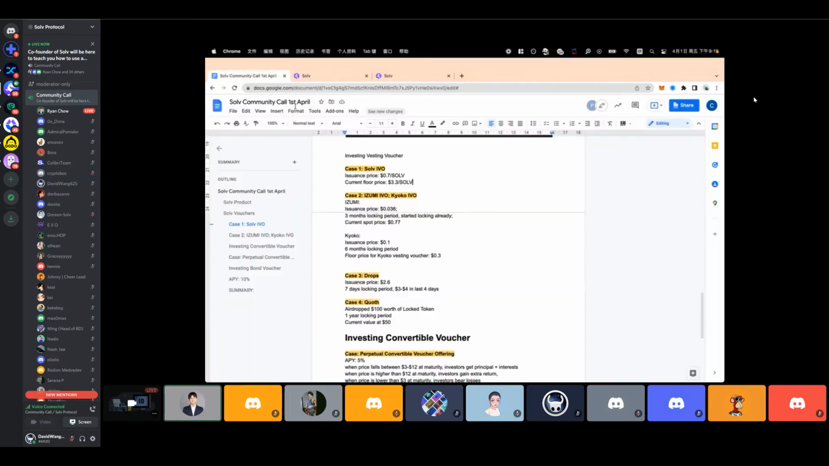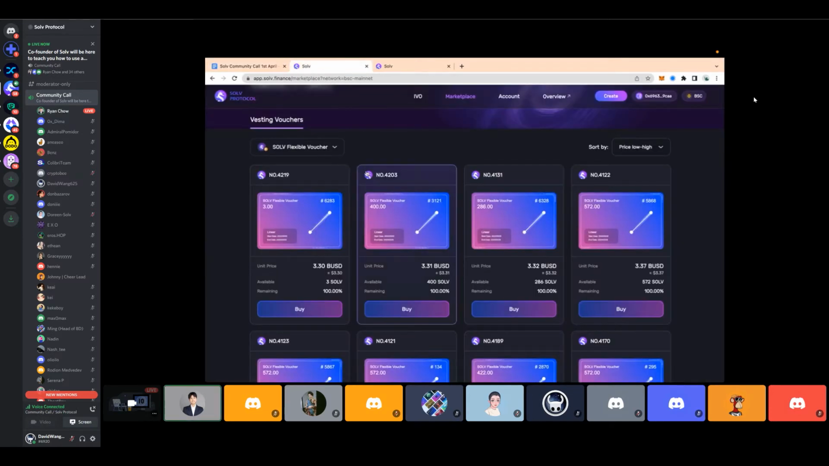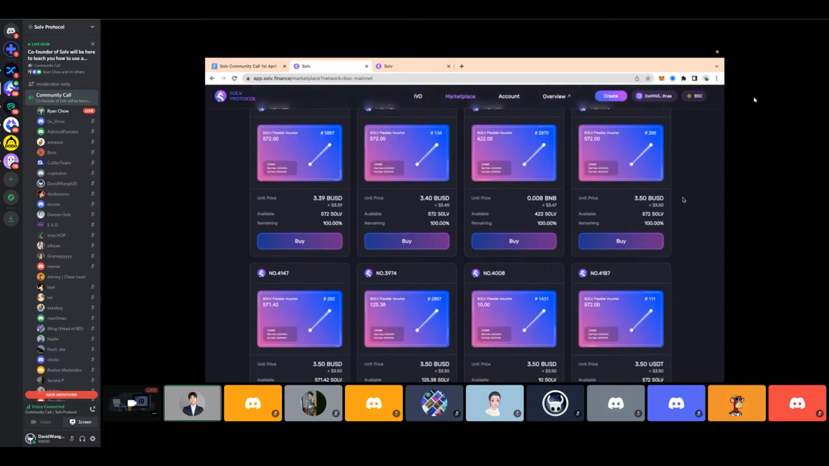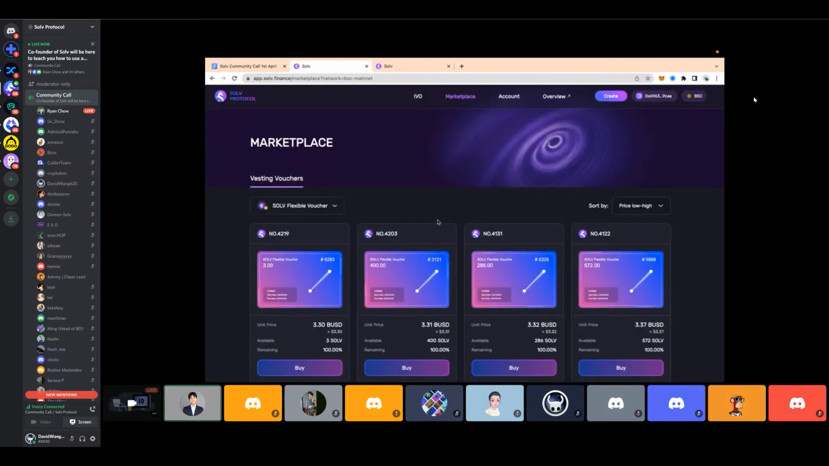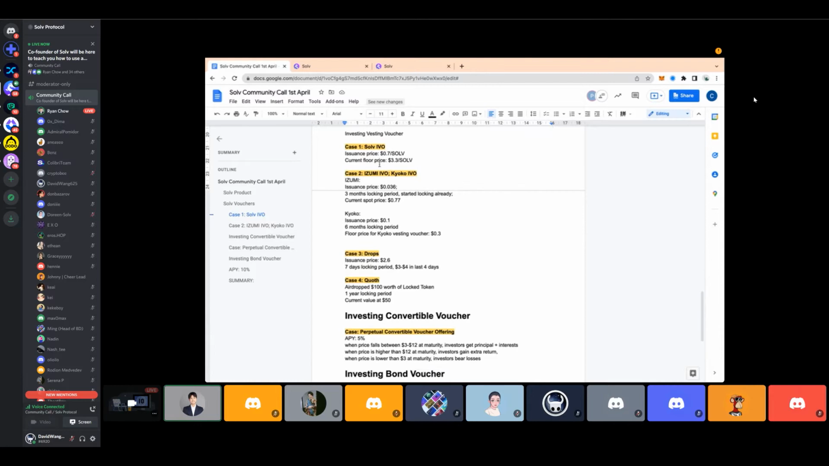So that's why I say maybe the better choice is to hold the NFT and then claim the tokens from the NFT. But you have your own choice, and you can just list it back to cash out, and you can trade it freely. That's why we say this is a voucher marketplace, and everyone can trade vouchers freely on this platform. So this is the first case.